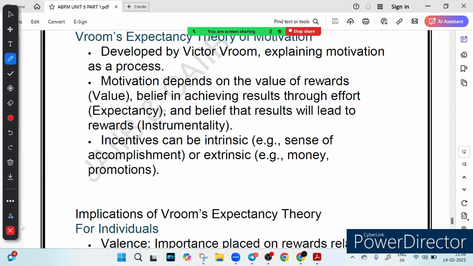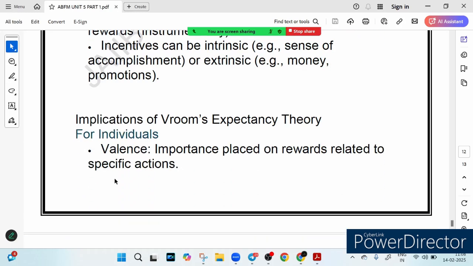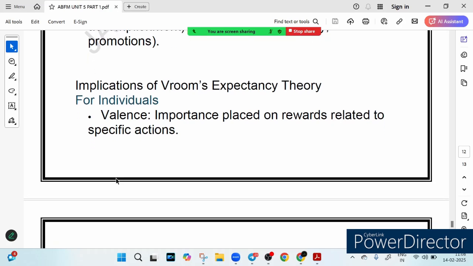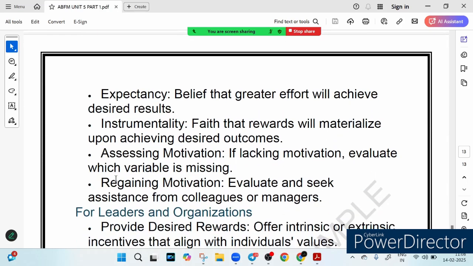So what is the meaning of valence? Valence means asking the question, do I even want the reward? Not everyone values money. Some want promotion, learning or even work-life balance. The formula is quite simple: motivation is a product of these three things. That means expectancy multiplied by instrumentality multiplied by valence. If even one is missing, motivation drops.